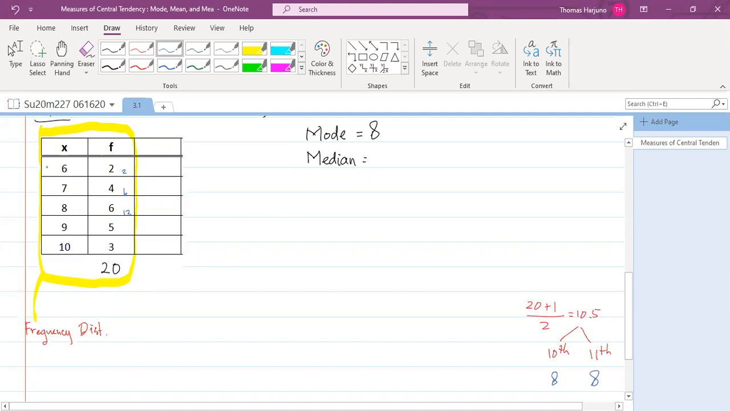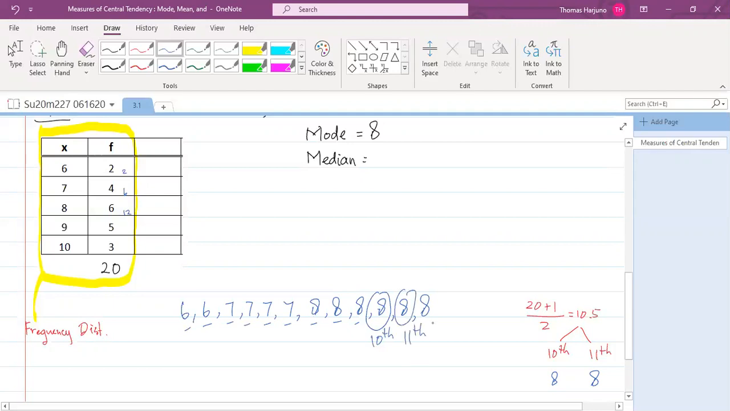Okay, so you should be able to imagine how the data is being distributed. You can list them this way: 6 happens twice, 7 happens 4 times, 8 happens 6 times. And I need data number 10. 1, 2, 3, 4, 5, 6, 7, 8, 9, 10. This is data number 10. This is data number 11. But of course you will get into very big trouble if the data size is actually around 60, let's say. It's impossible for you to do it this way. It will take too much time to be more precise.